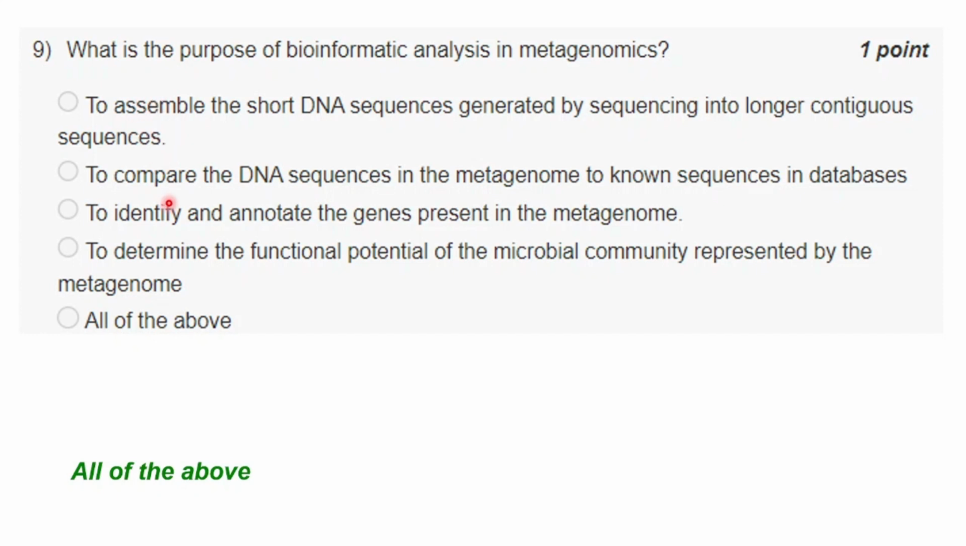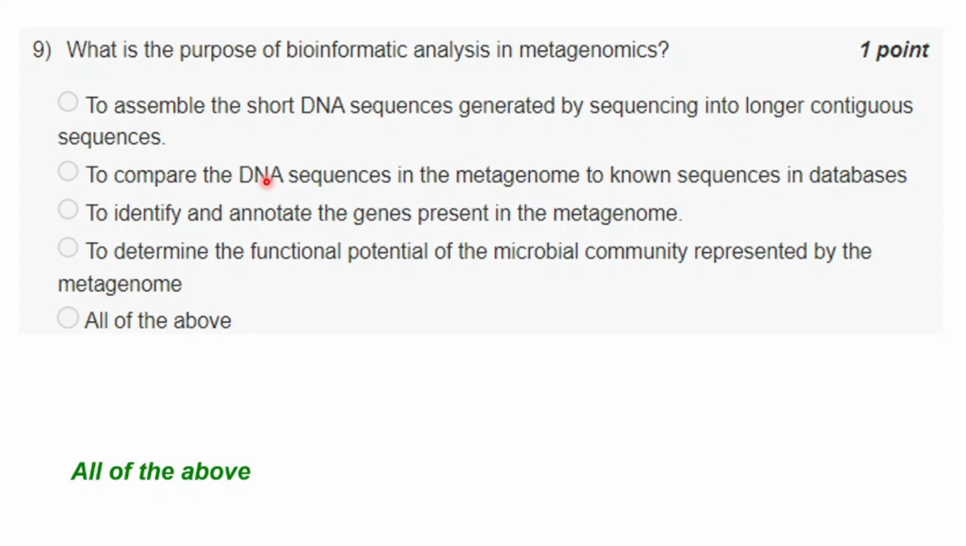So does it compare the DNA sequences in the metagenome to known sequences in the database? Yes. Bioinformatic analysis in metagenomics often involves comparing the DNA sequences in the metagenome to known sequences in the database, and this process is known as sequence annotation or functional annotation. Sequence annotation involves identifying the functions and characteristics of the DNA sequences in the metagenome by comparing them to those in databases of known sequences, such as those already present in GenBank, as we saw in the last question, or even UniProt.